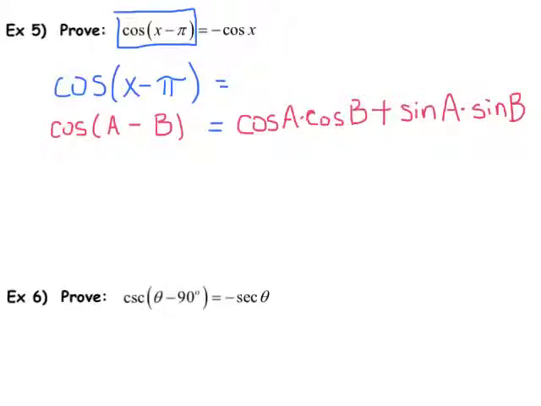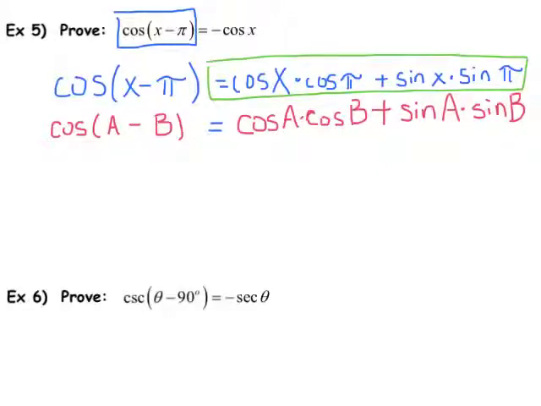Okay, so now my actual proof is this. This isn't a proof, this is just me realizing what I'm going to have to do. So my proof is use x for a and pi for b. So cosine of, and instead of a, I'm going to write x, times cosine, and b is pi, plus sine of x times sine of pi.